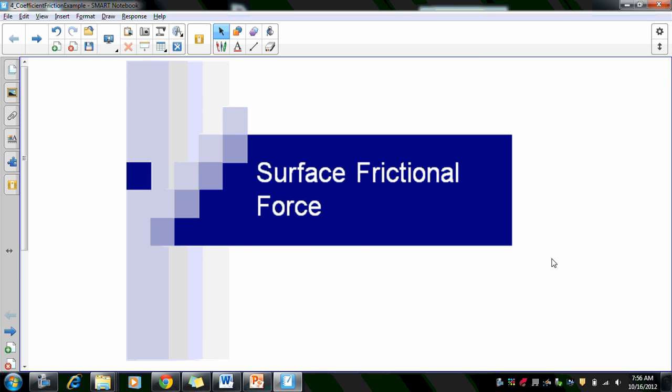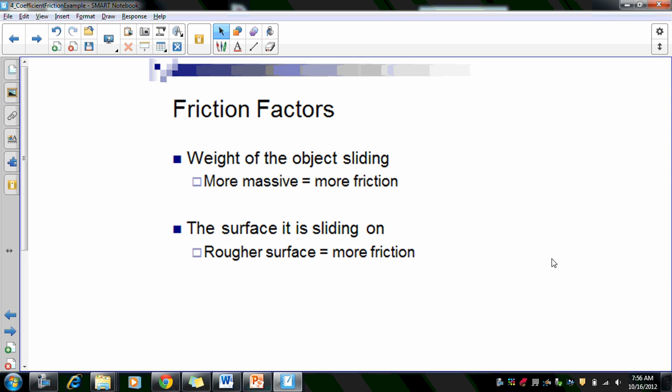So what affects surface friction? Well, first, the weight of the object. A more massive object has more friction. It is much easier to push a very light object across any kind of surface than it would be to push a really massive object around any kind of surface.